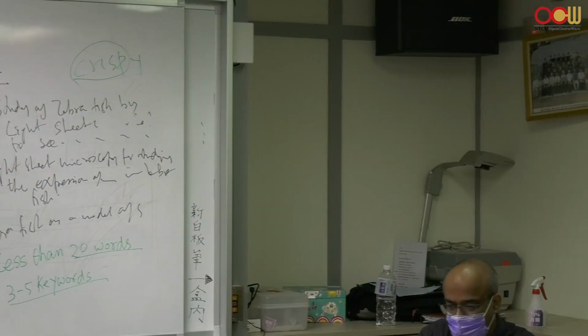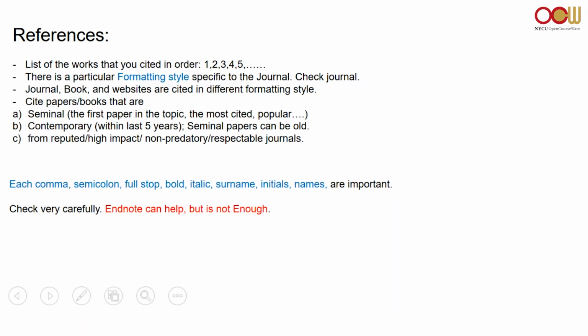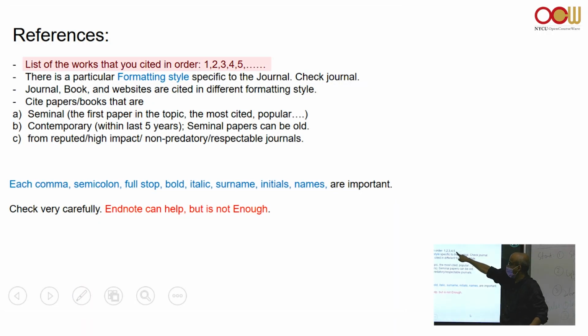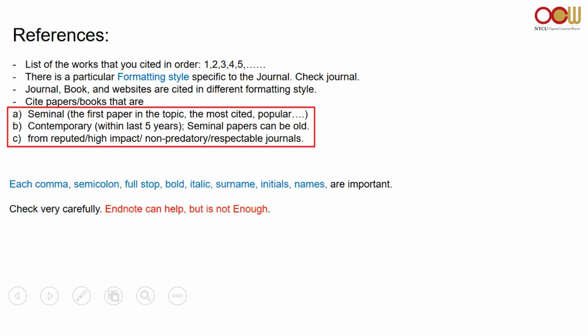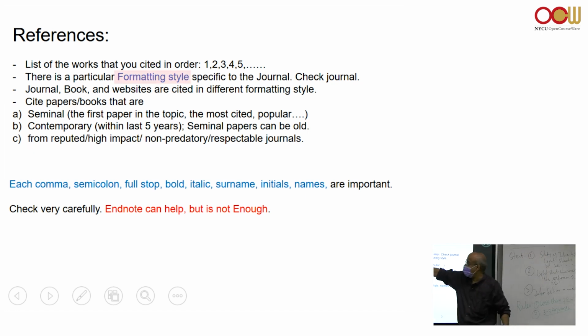I will go through quickly and see if I missed something. Actually, I had this. So for references, list the work that you cite in order. Formatting style is important. Seminal, contemporary, and high impact. These are the 3 rules for referencing. And you need to check the formatting style.